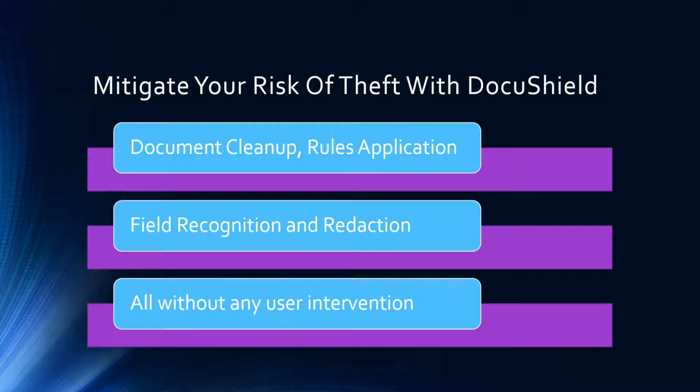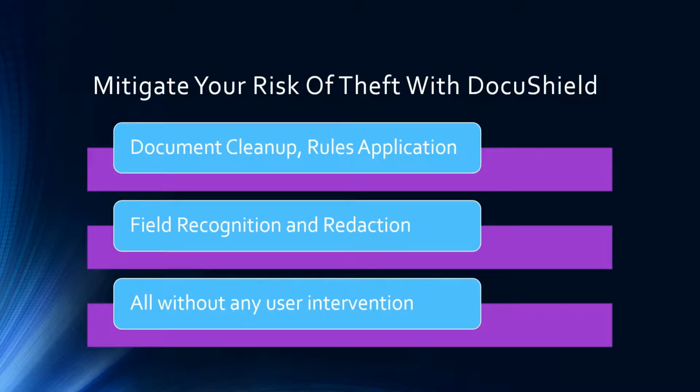If a document does not meet the confidence level set by the administrator, the document will be sent to a manual process where a user can edit the document. DocuShield incorporates Paragon Systems' automation engine, which utilizes a seamless automated service to manage the flow of documents through the redaction process. DocuShield handles the redaction process itself from document cleanup, rules application, field recognition, and finally, redaction, all without any user intervention.